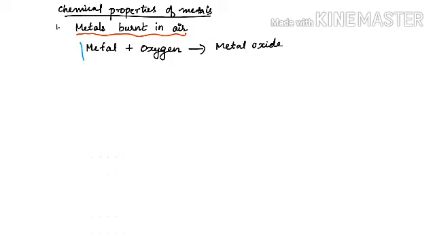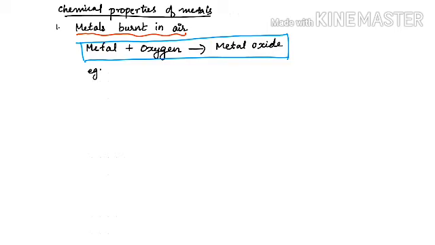So this is a general formula: metal plus oxygen gives metal oxide. We can look at examples. Copper is a metal. Copper reacts with oxygen, and oxygen is a diatomic molecule, so we write it as O2. So Cu plus O2 gives copper oxide, CuO. Copper oxide is black in color. This reaction we have already studied. Just balance it: 2Cu plus O2 gives 2CuO.